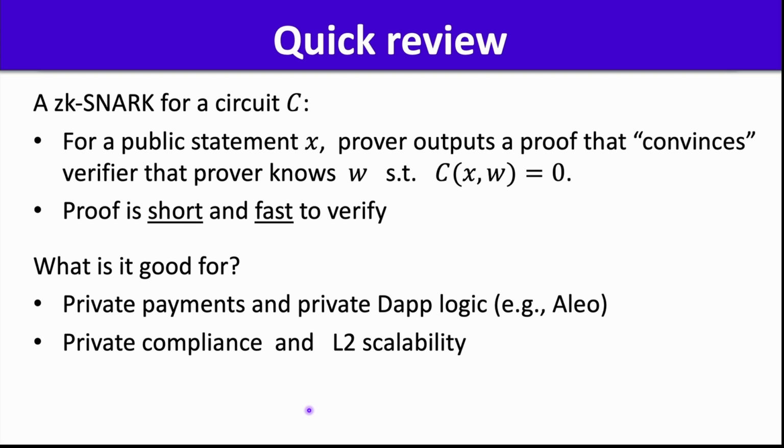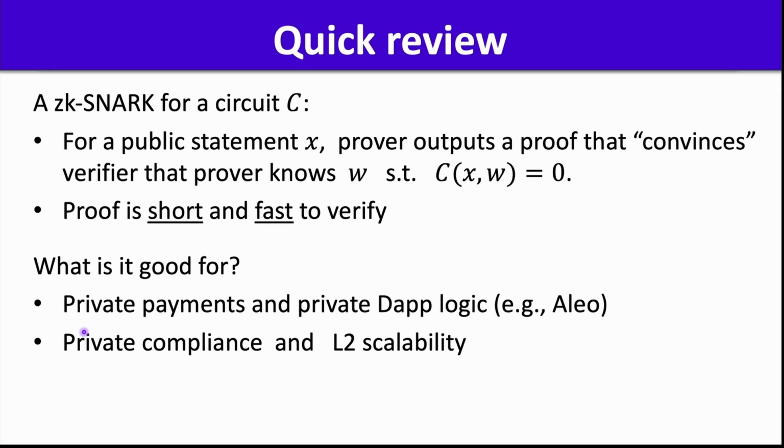Okay, so this brings us to the end of our first segment. Let's quickly review what we talked about. We talked about a ZK SNARK for a circuit C. We said that for a public statement X, the prover will output a short proof that convinces the verifier that it knows the witness W such that C(X, W) is equal to 0. The proof has to be very short and very fast to verify. Short and fast means logarithmic in the size of the circuit.